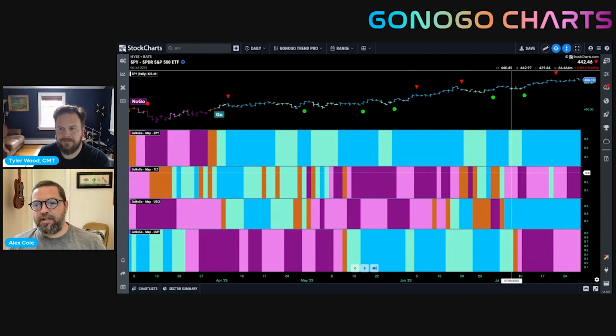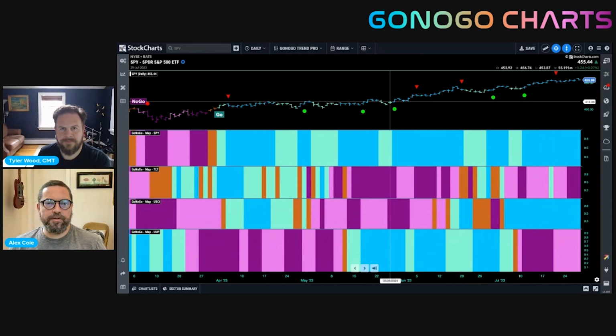If you look at the second panel, that's Treasury bond prices. You can see how that's struggled again this week and it's painting some stronger purple bars. Commodities, you can see how that as well is really doing well, painting a lot of bright blue go bars. And the dollar, as we'll see in a little bit, is still in a no-go trend, but we see that weakness creeping in as prices have rallied this week.